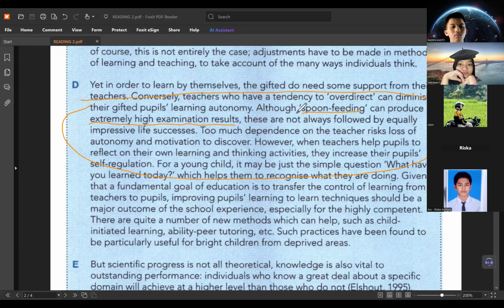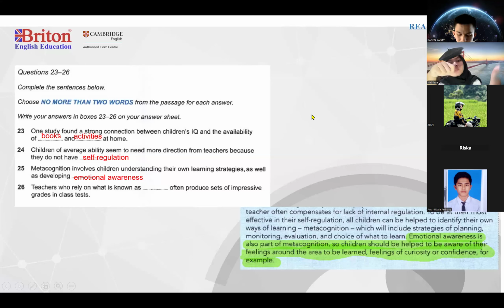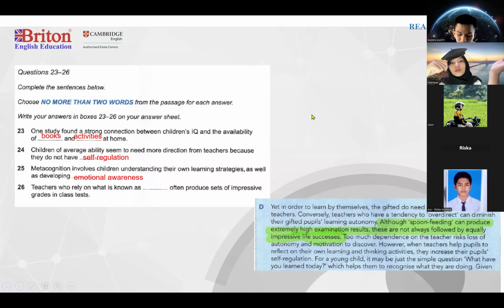So the answer is D. Spoon feeding. It's hard because it's paraphrased, ya. Statementnya sudah di paraphrase, dirubah kata-katanya, tapi the point is the same, spoon feeding. And there you go, guys. That's all the questions.